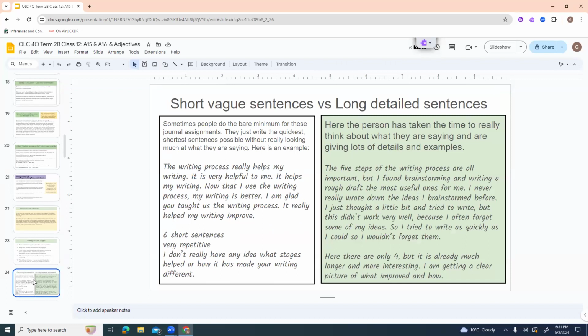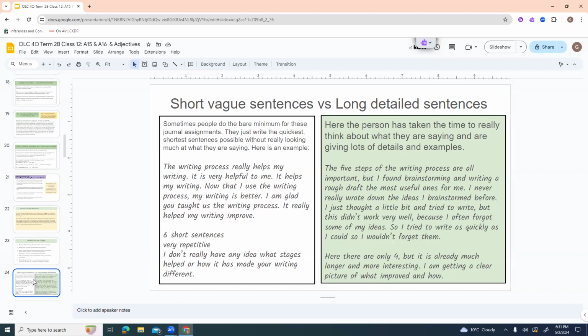Okay. So sometimes people do the bare minimum for these journal assignments. They just write the quickest, shortest sentences possible without really looking much at what they're saying. And here is an example. The writing process really helps my writing. It is very helpful to me. It helps my writing. Now that I use the writing process, my writing is better. I am glad you taught us the writing process. It really helped my writing improve.